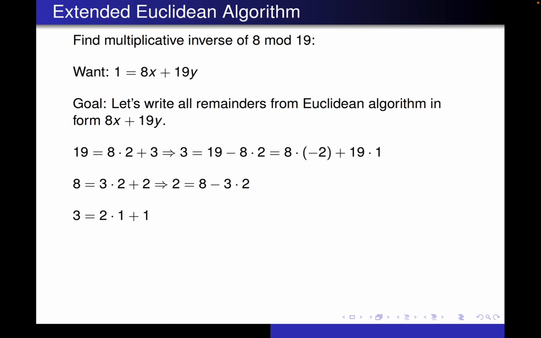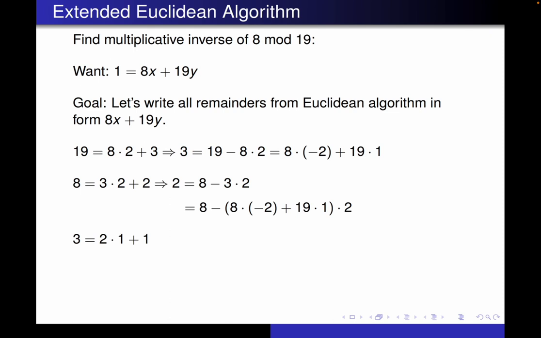And we'll play the same game with 8 equals 3 times 2 plus 2. If we subtract 3 times 2 from both sides, notice that 3 appears both in that equation above, on the first line, and in the equation that we just had. So I'm going to take that 3 above, which is, remember, 8 times negative 2 plus 19 times 1, and replace that in the 3 below. So that gives us 8 minus, all I did was take the 3 and replace it with 8 times negative 2 plus 19 times 1. And now I'm going to combine all the 8s together, combine all the 19s together to get us what we want.